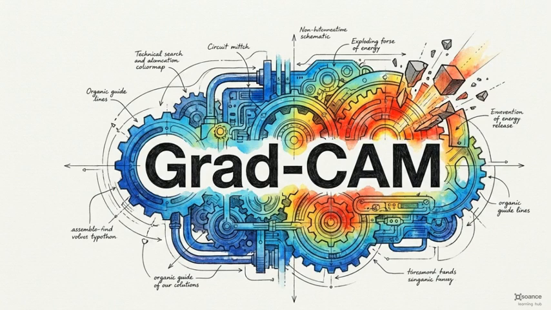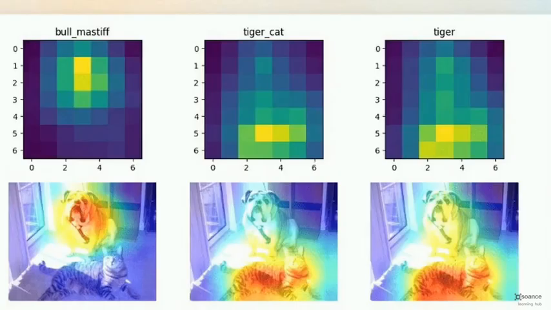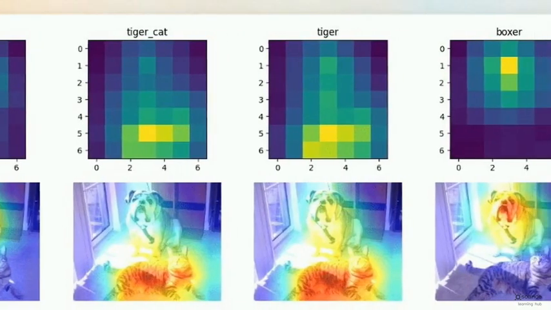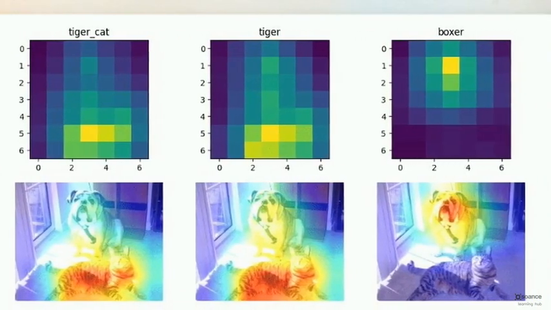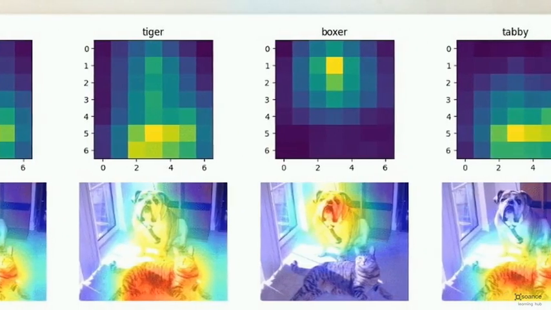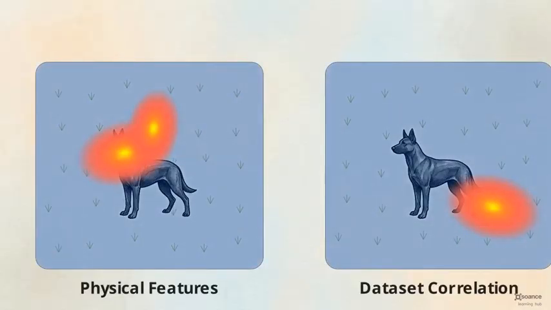This is where gradient-weighted class activation mapping, or Grad-CAM, comes in. By running an image through the network and tracking the internal math, Grad-CAM produces a visual heat map that highlights the exact pixels driving the model's final decision. By mapping the model's focus, we stop guessing. We generate visual proof showing whether the network learned the actual physical features of a subject, or if it is simply exploiting a misleading correlation hidden in the dataset.